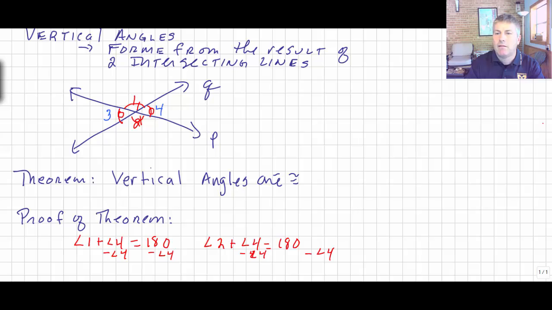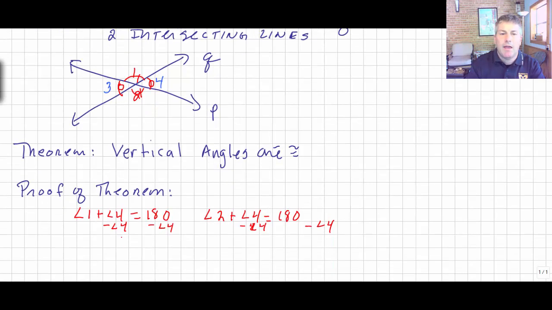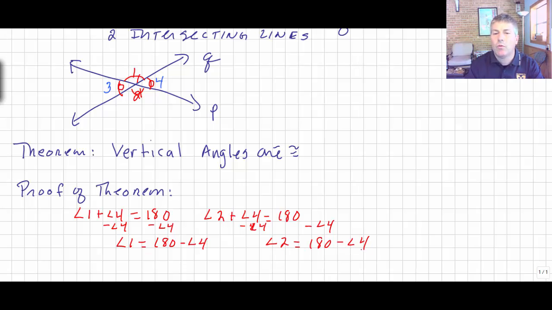and we would get that angle 1 equals 180 minus angle 4, and angle 2 also equals 180 minus angle 4. And therefore, we can say, since angle 1 and angle 2 both equal 180 minus angle 4, that they are congruent. So we have just proven this using a little algebra and some of our geometry. We have just proven the theorem that vertical angles are congruent.